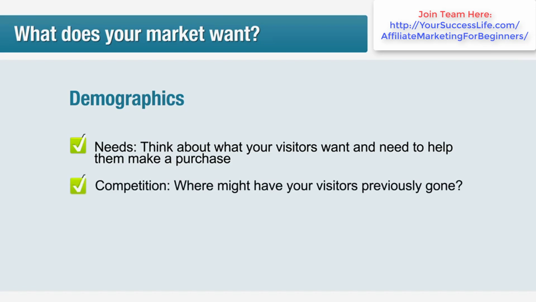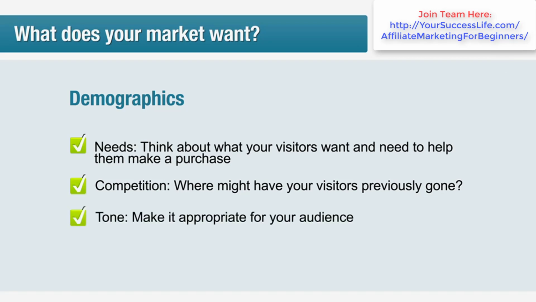Competition. Where might your visitors have previously gone? Make sure your site measures up to the competition. More polished designs, better targeted information, maybe offers your competitors don't have. Remember that people don't just visit one website, they shop around.